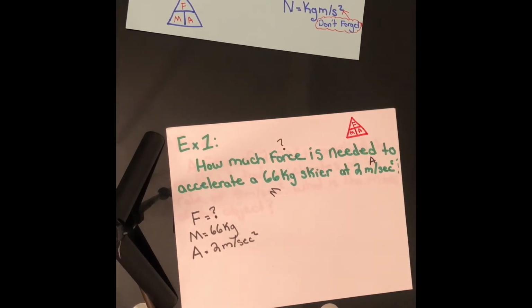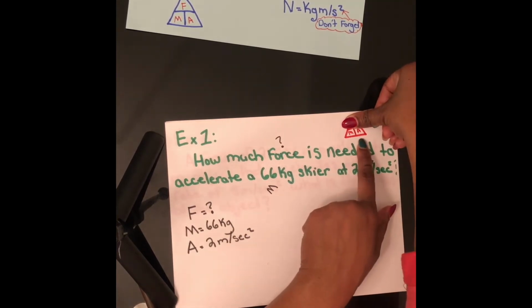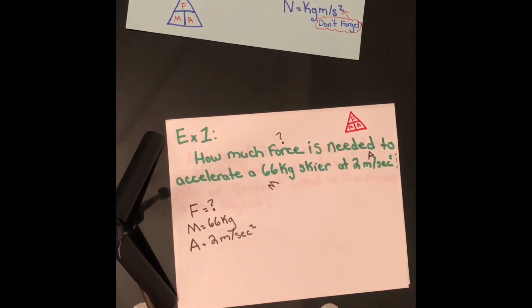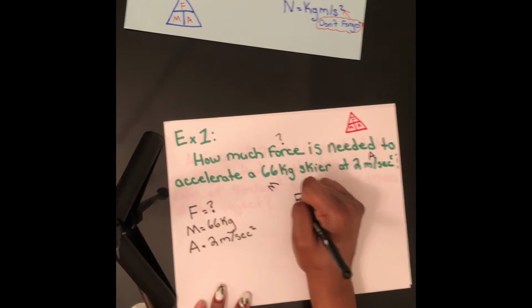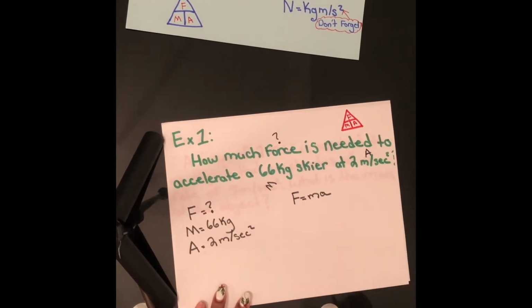So I'm looking for force. What I'm going to do is cover up the force with my finger. Basically, this is telling me that in order to find force, I need to multiply mass times acceleration. And that is exactly what we are going to do. So force equals mass times acceleration. Now we're going to plug it in.